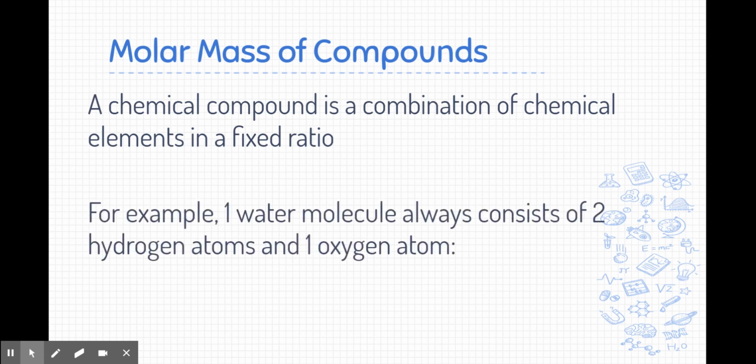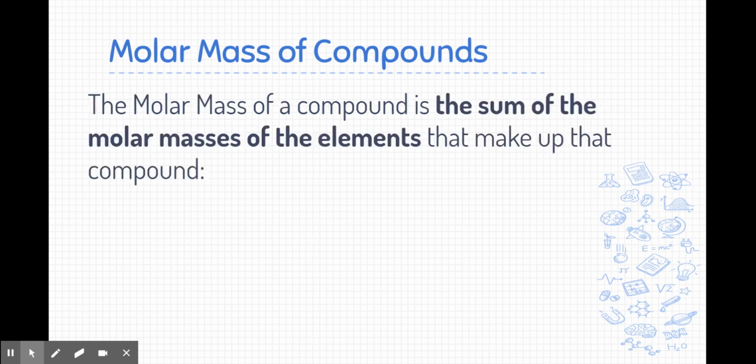For example, when we talk about a water molecule, the composition of that water molecule does not change. One water molecule always consists of 2 hydrogen atoms and 1 oxygen atom. It's H2O. Never changes. This is important because if the composition of compounds is fixed, then the molar mass is going to be fixed as well. To calculate the molar mass of any chemical compound, you find the sum of the molar masses of the elements that make up that compound.